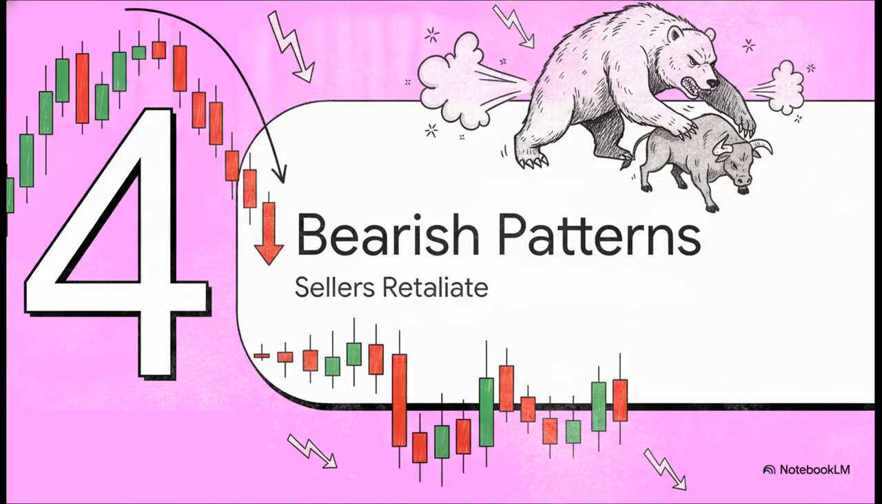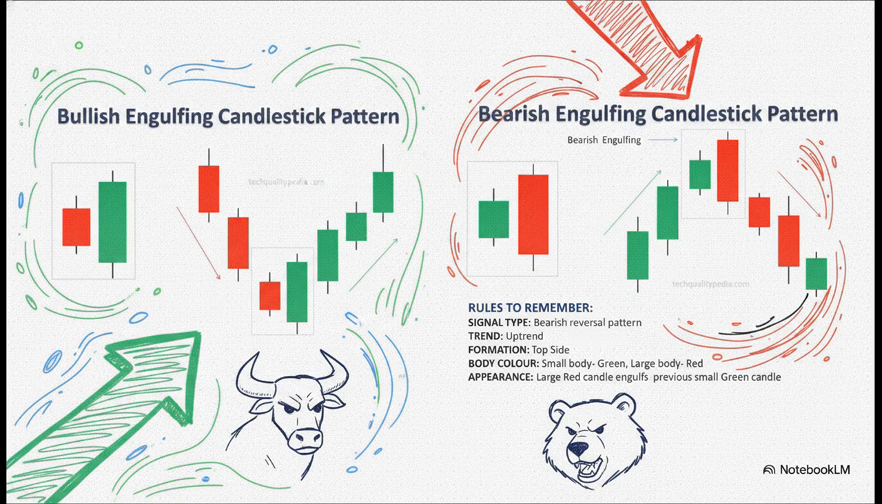Section 4. Bearish patterns. Sellers retaliate. But the buyers don't win every single battle. Let's shift the narrative to the top of an uptrend and compare 2 incredible psychological flips: the bullish engulfing versus the bearish engulfing pattern. In the bearish engulfing pattern, which happens right at the top of an uptrend, a small green candle is completely swallowed up, or engulfed, by a massive red candle right after it.